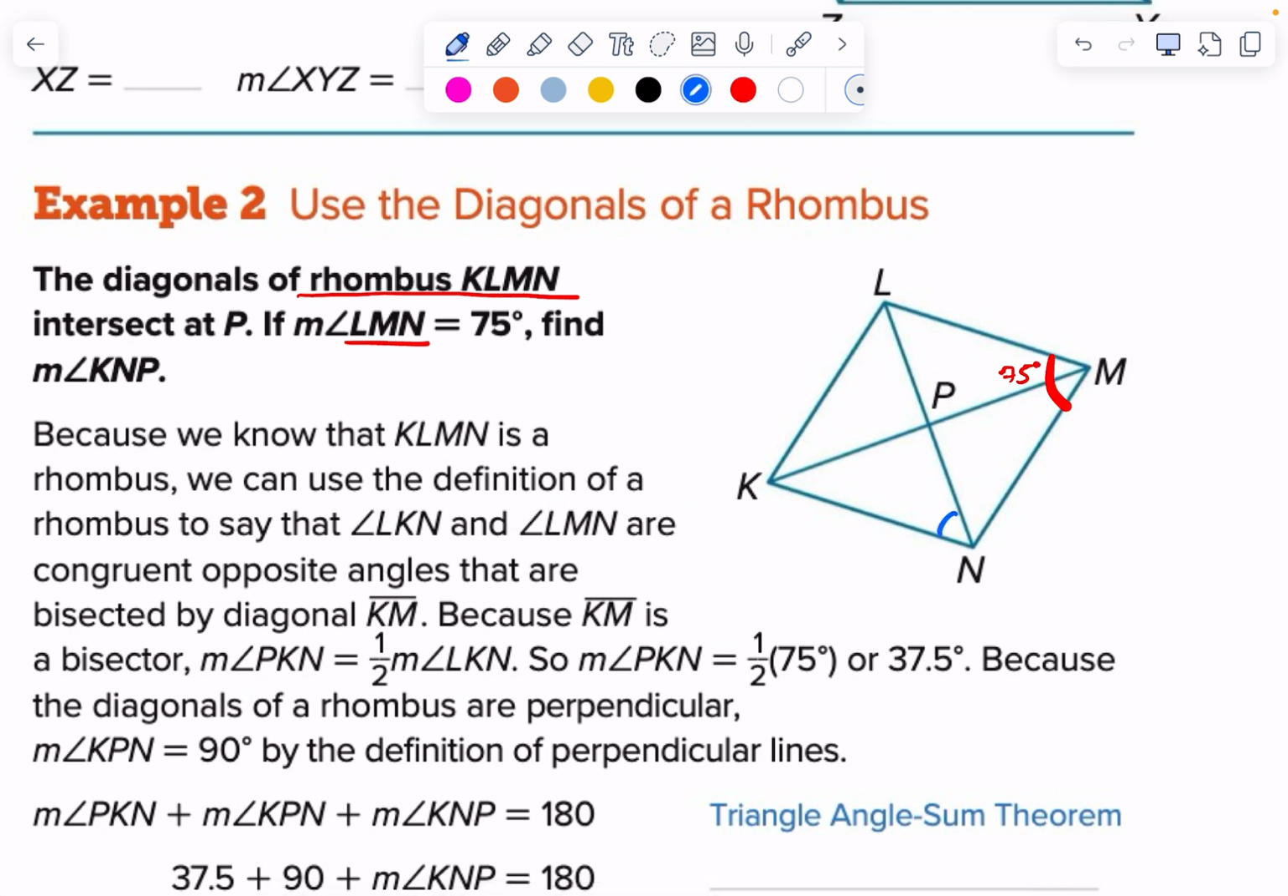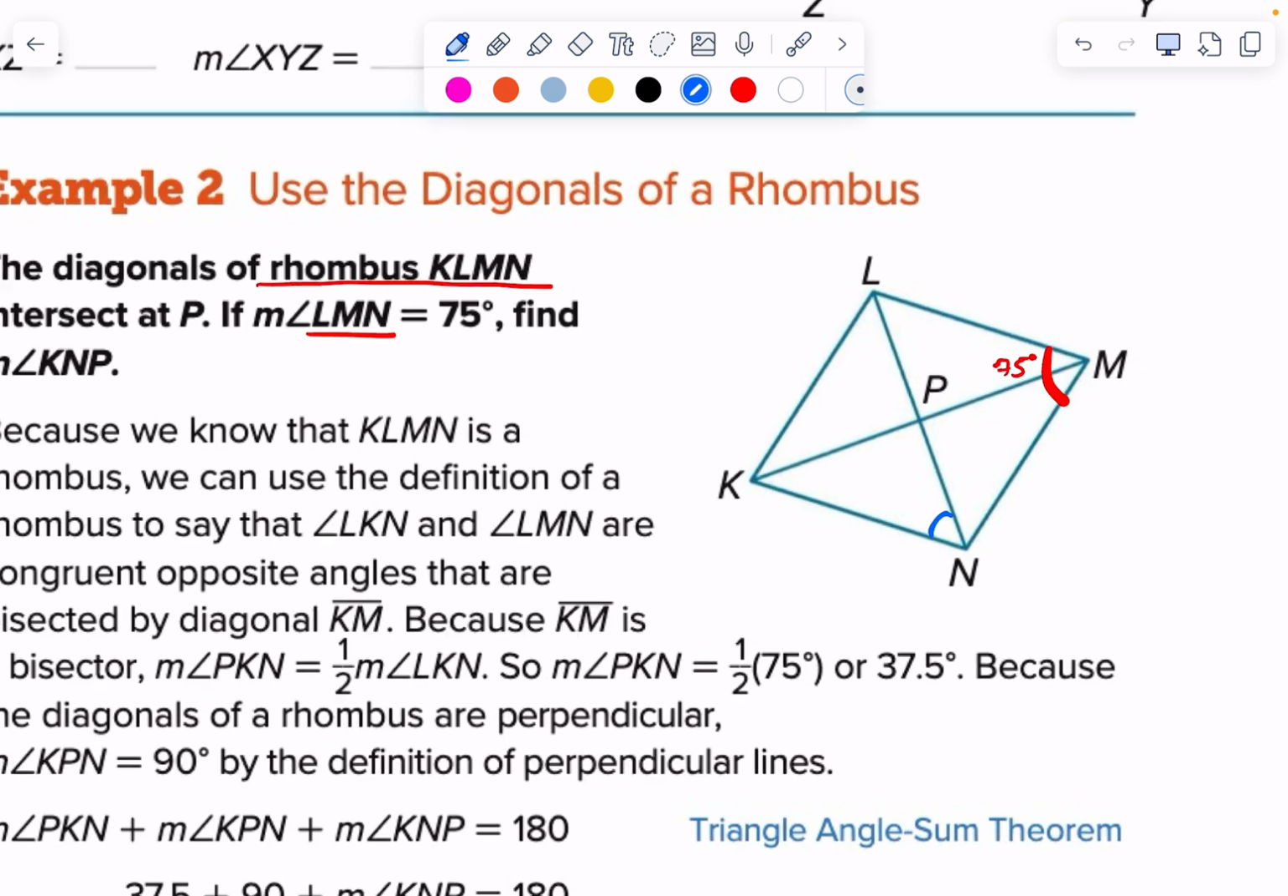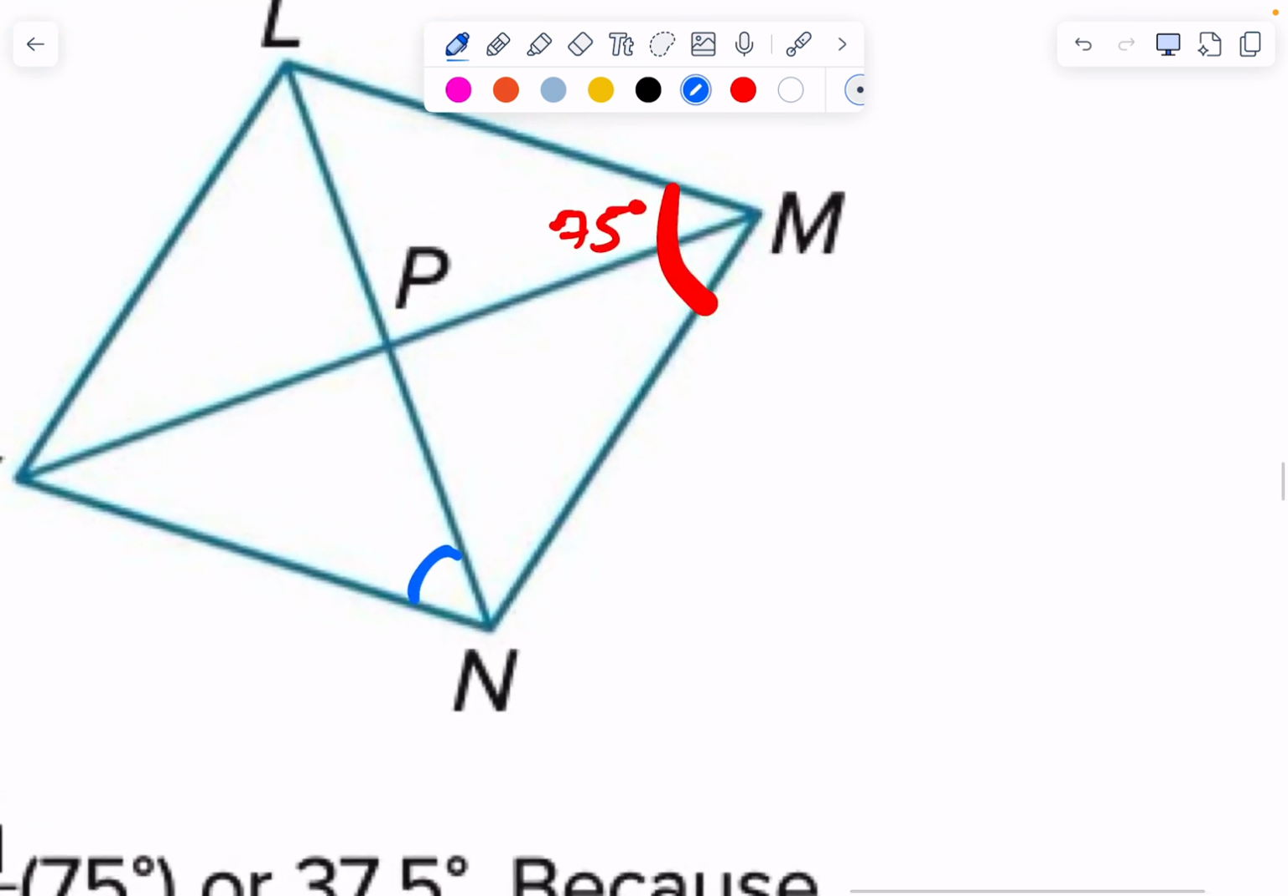This angle right here. When you say bisects, I just cut it in half, right? They want us to find this angle right here, and they give me this whole thing is 75. We have to find out what the full angle is. How do I do that?